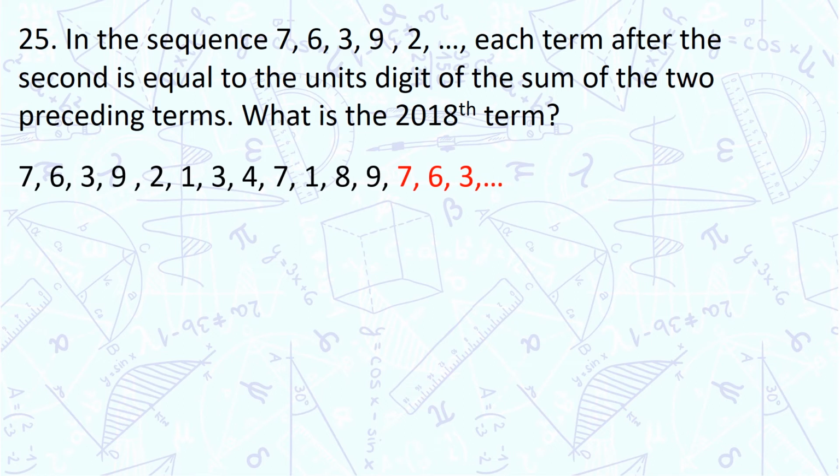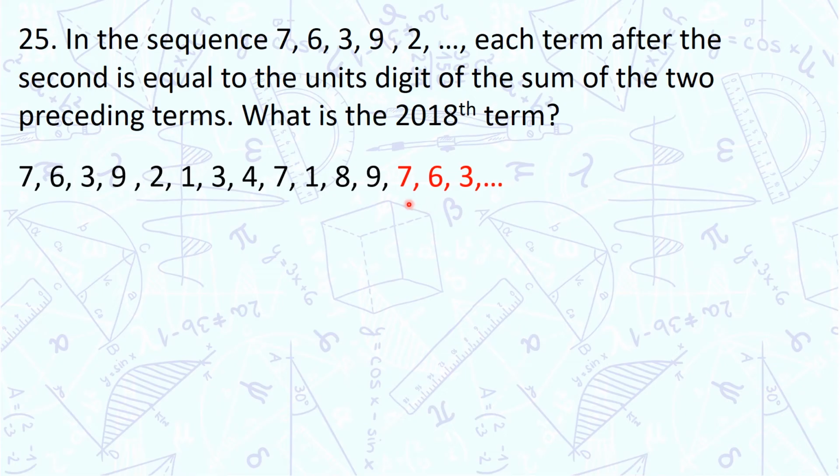So that is 9 plus 2 is 11. Last digit is 1. 2 plus 1 is 3. 1 plus 3 is 4. 3 plus 4 is 7. 4 plus 7 is 11. Last digit is 1. 7 plus 1 is 8. 1 plus 8 is 9. 8 plus 9 is 17. Last digit is 7. 9 plus 7 is 16. Last digit is 6. 7 plus 6 is 13. Last digit is 3. Notice that a pattern has already been found.